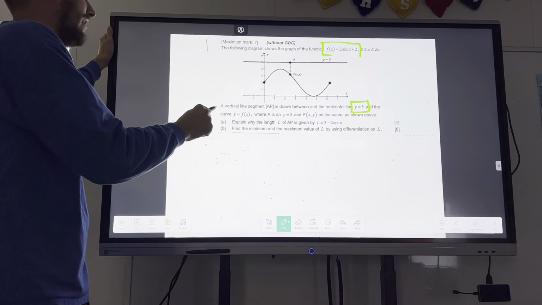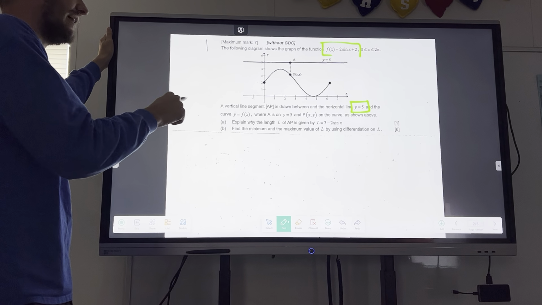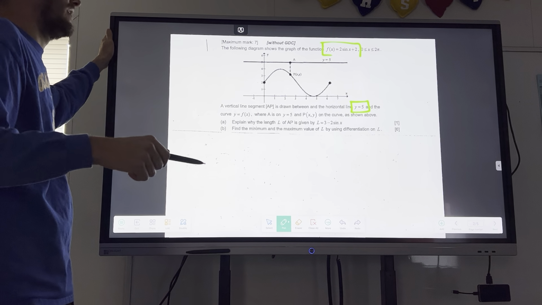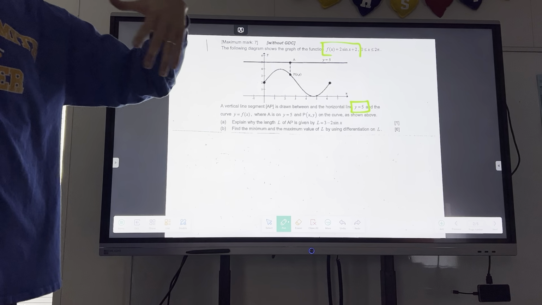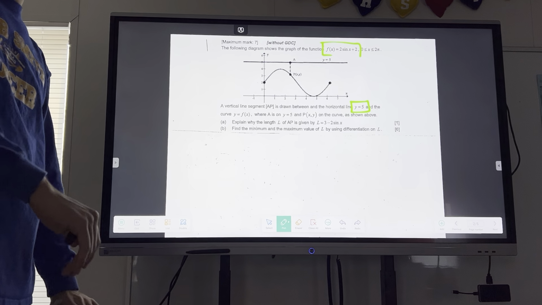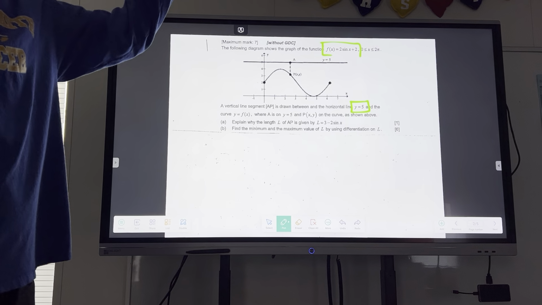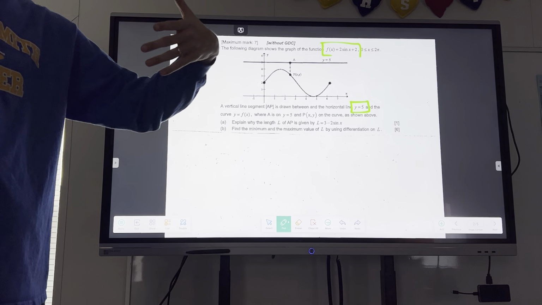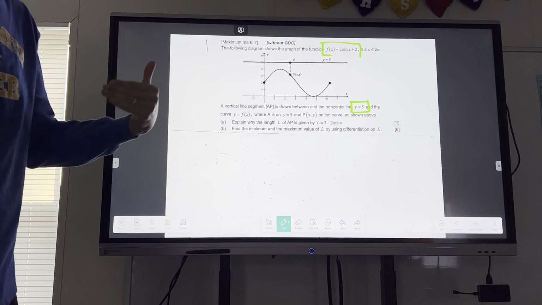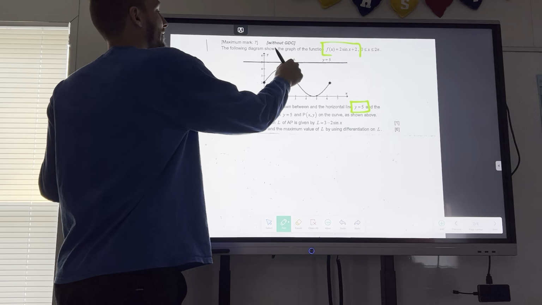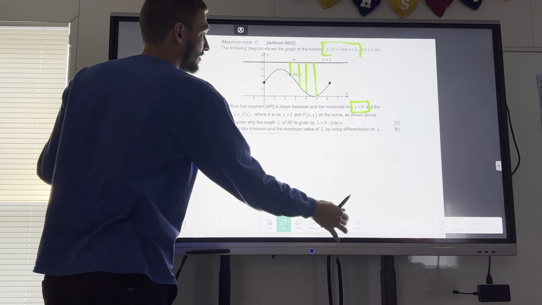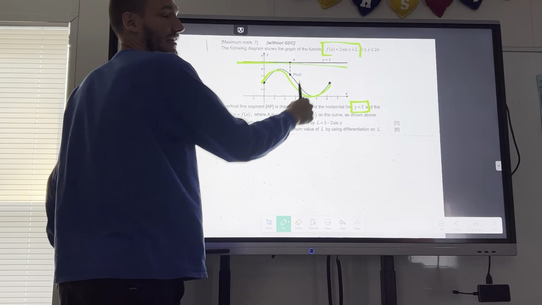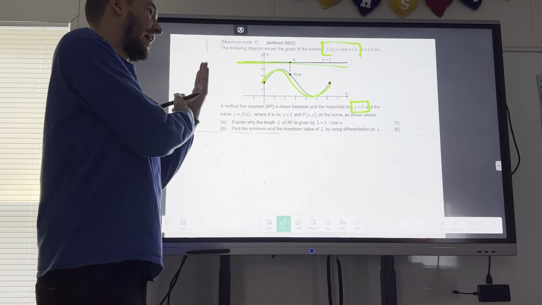Explain why the length L of AP is given by L equals 3 minus 2 sine x. The way that they're doing these questions is they're trying to walk you through that process. They're trying to help you find your formula by basically giving you the formula and asking you why that is the formula. If we're trying to find our formula for how far apart these two things are, it's pretty simple. You start with one and you subtract the other. You just do A minus B.